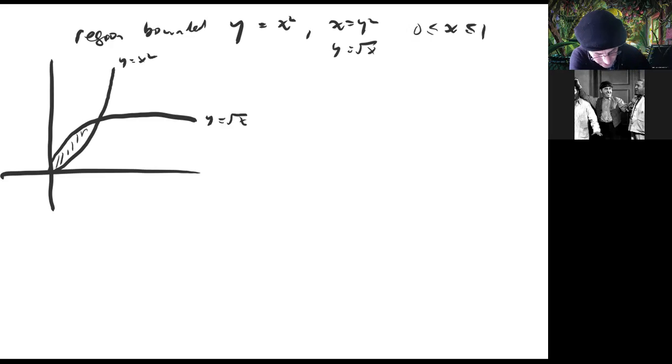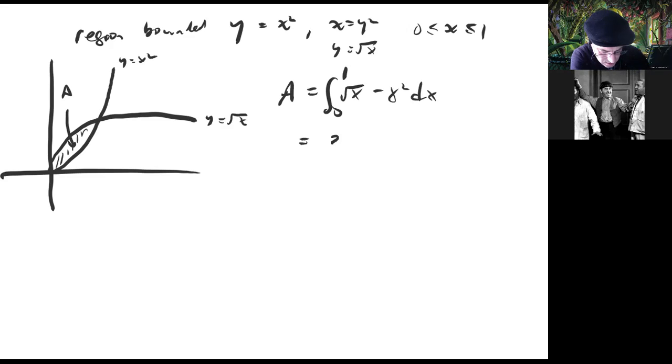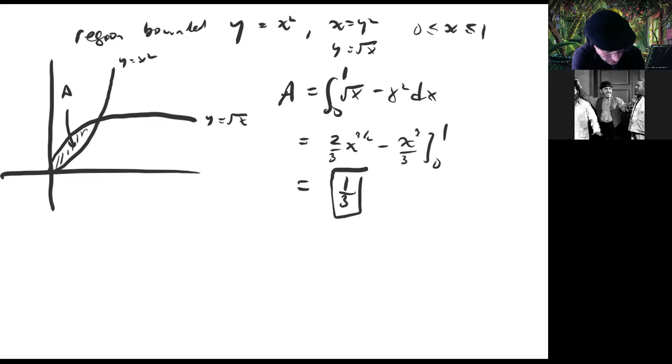We have to first compute the area. So the area is this region here. It's the integral from 0 to 1 of the square root of x minus x squared dx, which is 2/3 x to the 3 halves minus x cubed over 3 from 0 to 1. And this gives me 2/3 minus 1/3 or 1/3. So that's the area.